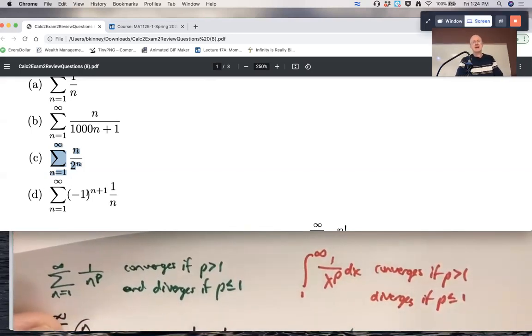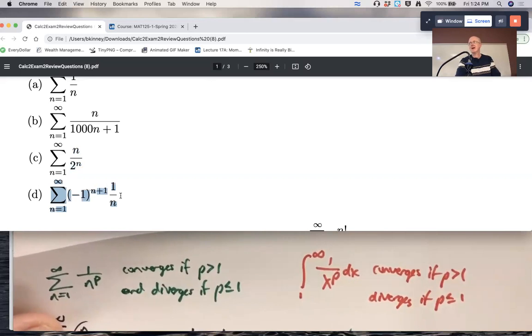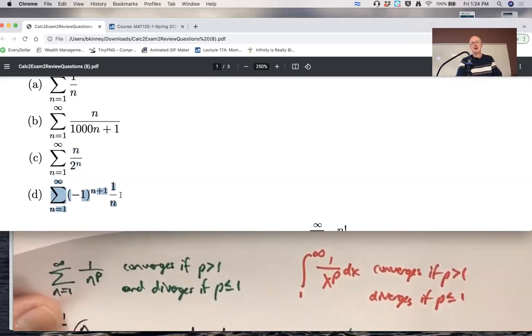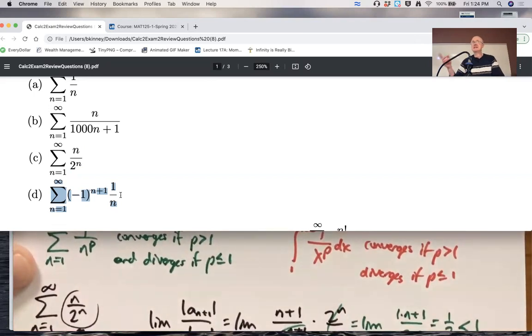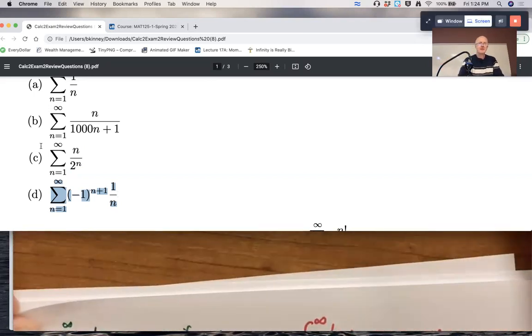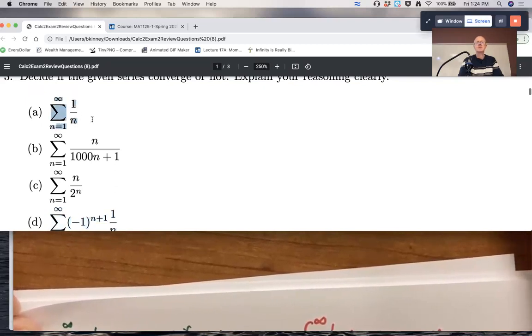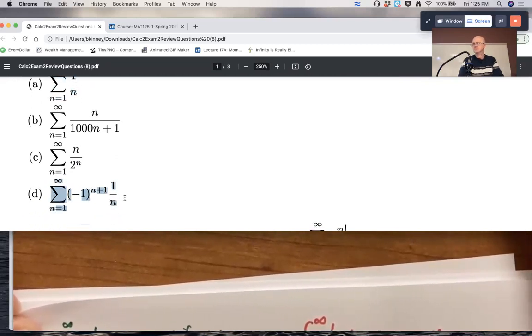This one has got a name as well. Go ahead, Michael. The alternating harmonic series: 1 minus 1/2 plus 1/3 minus 1/4 plus 1/5 minus 1/6 and so on. I told you that series actually converges. The harmonic series itself diverges. That's this one. But the alternating harmonic series converges.